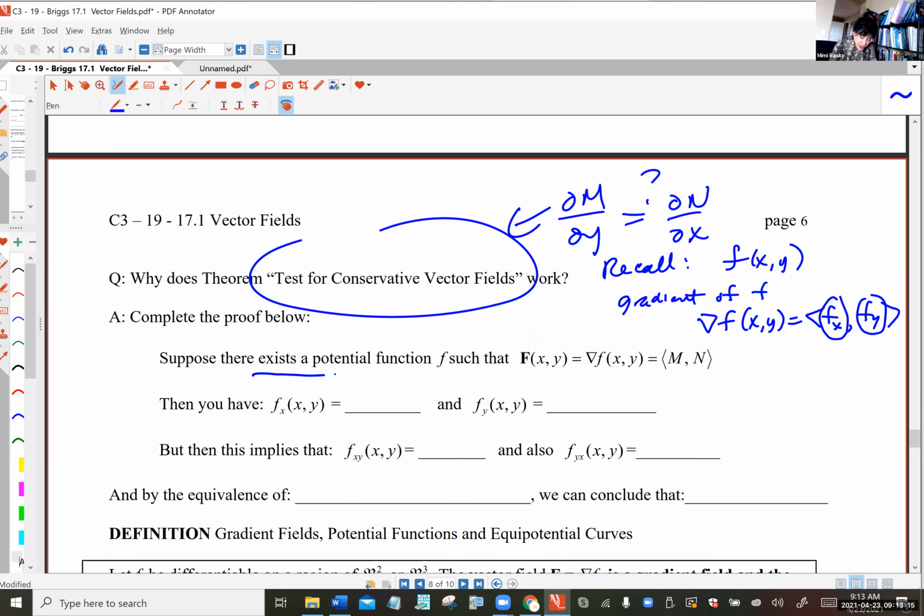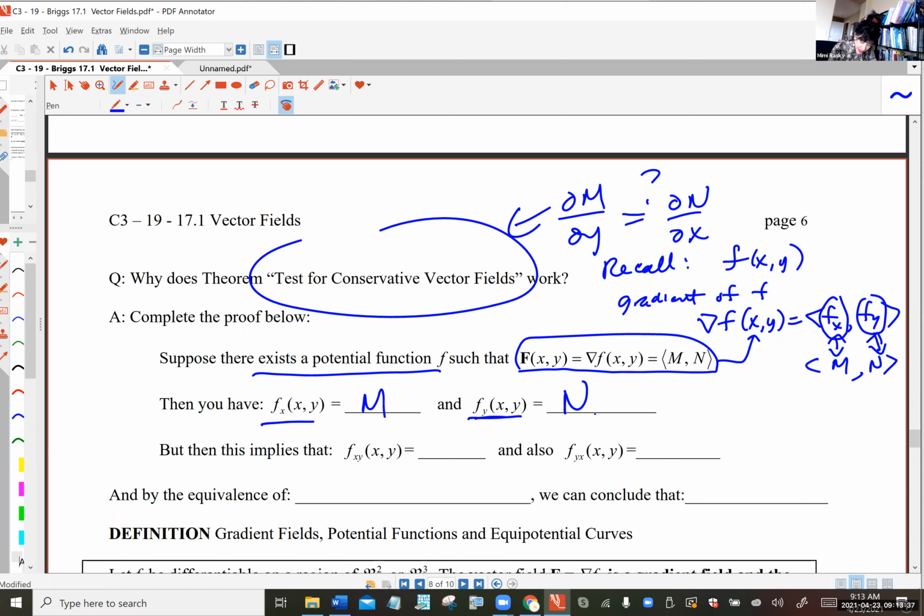Okay, so suppose there exists a potential function f such that your vector field is exactly equal to this gradient. So this fx here is the same as m, essentially your m of xy, and your other component here, the partial with respect to y, is your n. So I'm going to fill in these blanks here.